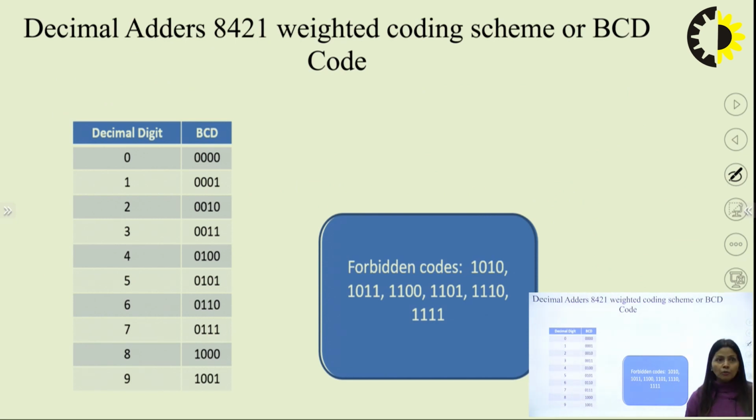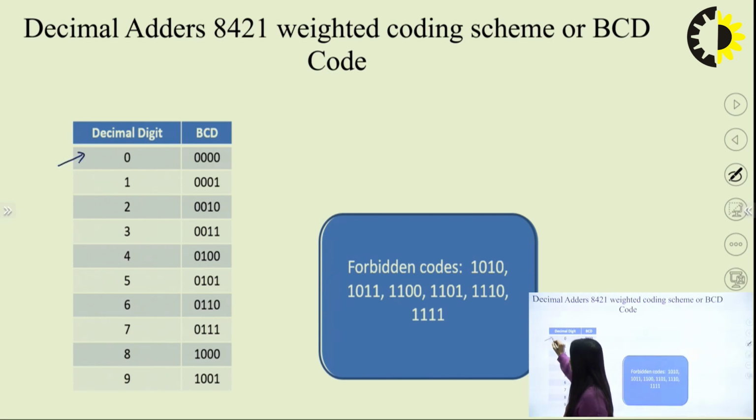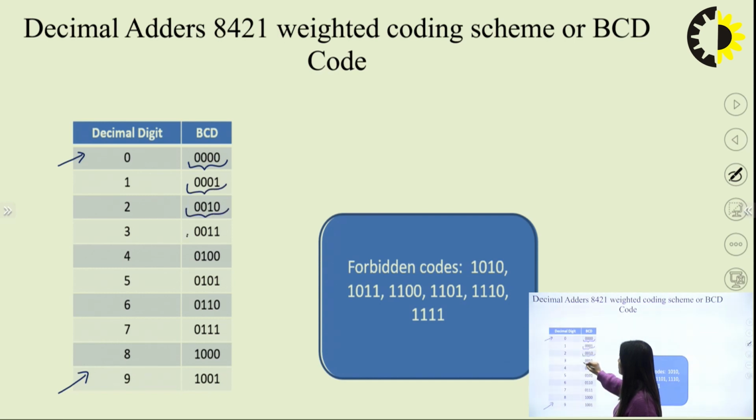Now the next topic, as I said, we will study the BCD adder. So let us once again revise the BCD coding system, that is 8421 weighted coding scheme. So here the BCD numbers are defined from 0 to 9, and all these decimal digits are represented by 4-bit BCD codes.